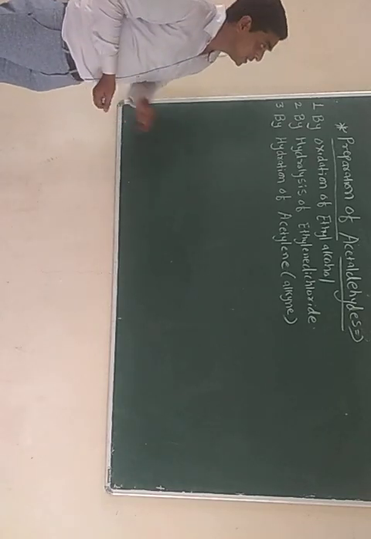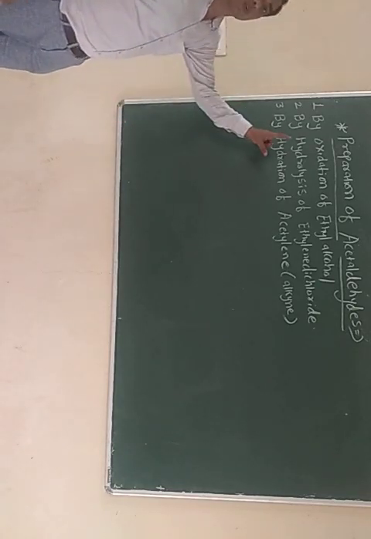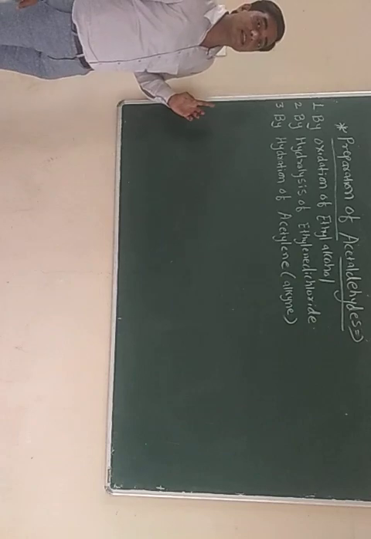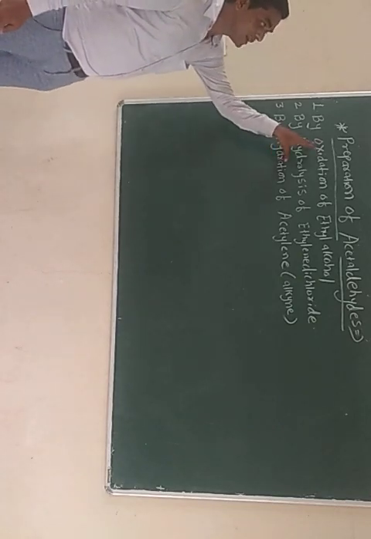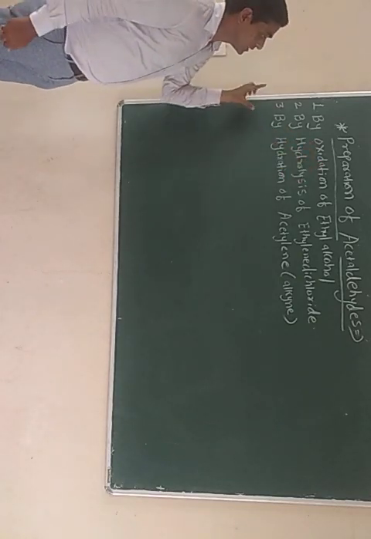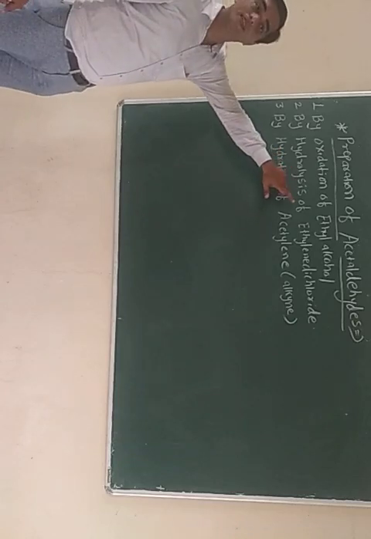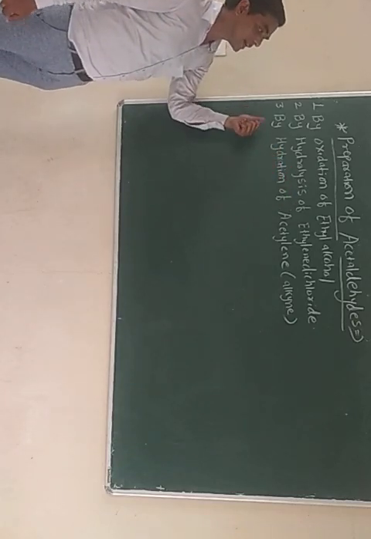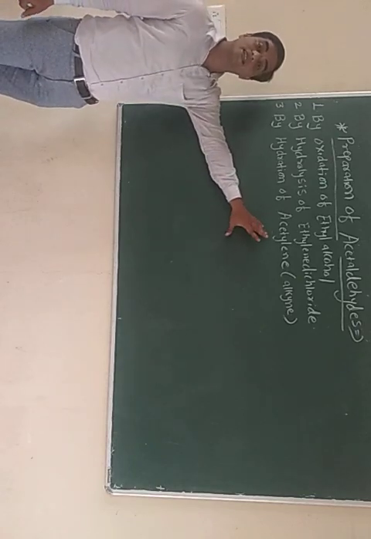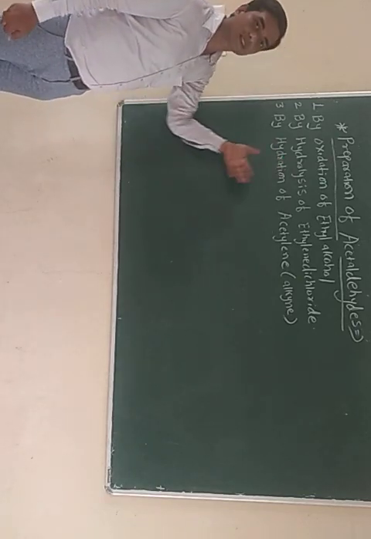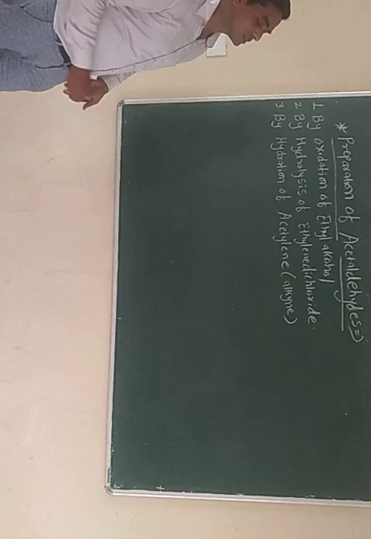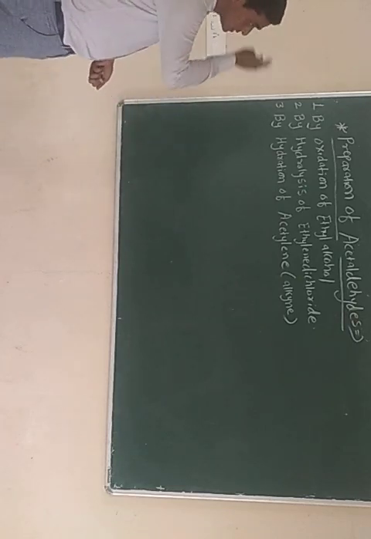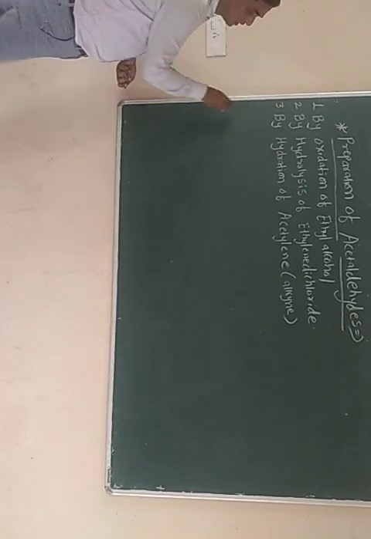Good afternoon, everybody. Today we will see the preparation of acetaldehyde. Acetaldehyde can be prepared by the oxidation of ethyl alcohol. Second one is by the hydrolysis of ethylene dichloride, and finally, third is by the hydration of acetylene, that is alkyne. So step by step we can see all the reactions. The first one is the oxidation of ethyl alcohol.